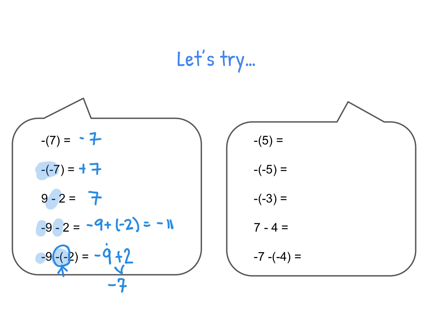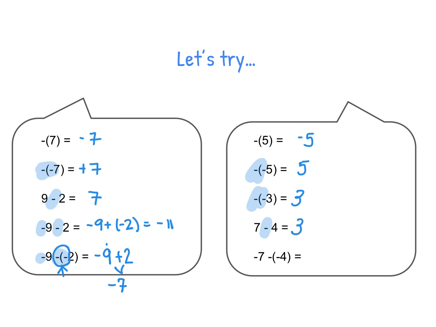All right, let's move on to the next ones. Very similar. Negative, the value of 5, negative 5. A double negative here in this negative parentheses, negative 5. That makes a positive 5. Same thing, the double negative of the 3 causes it to become a positive 3. 7 minus the value of 4, minus 4. 7 minus 4 is 3.